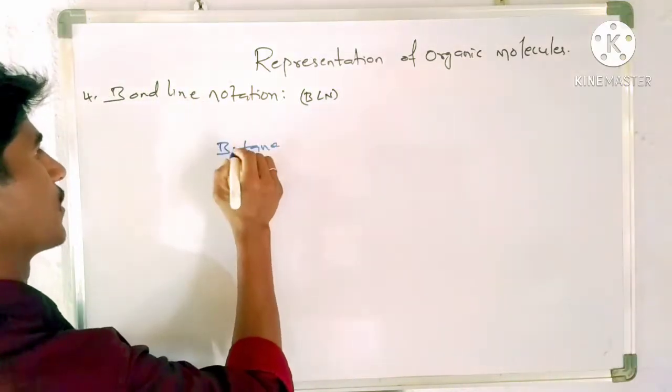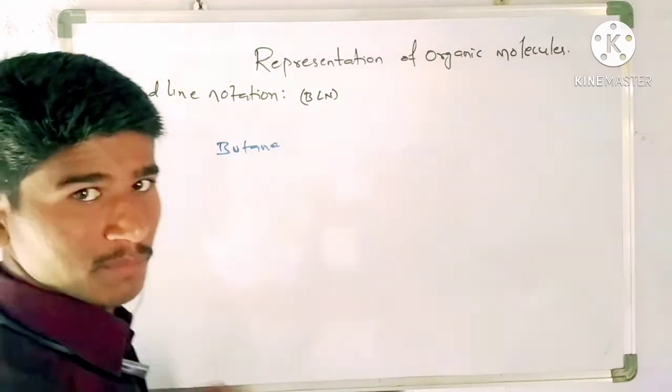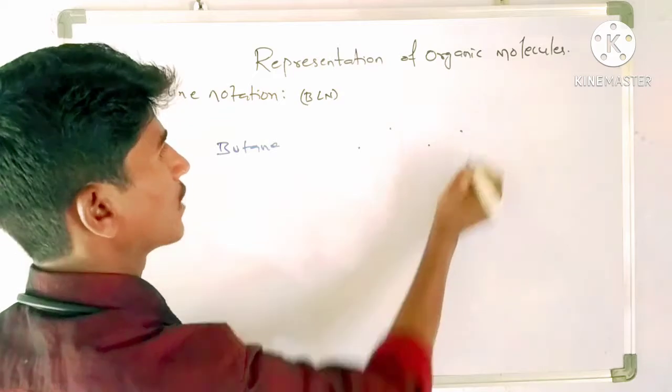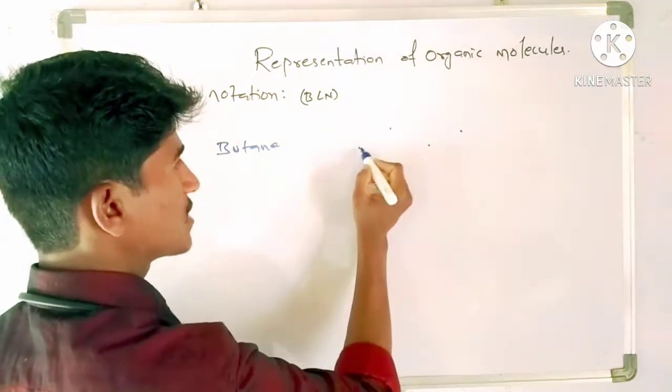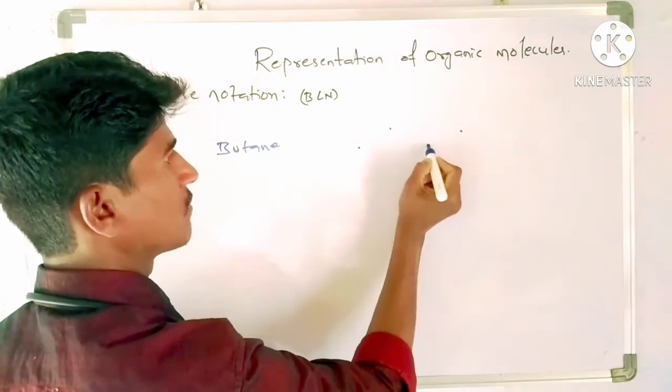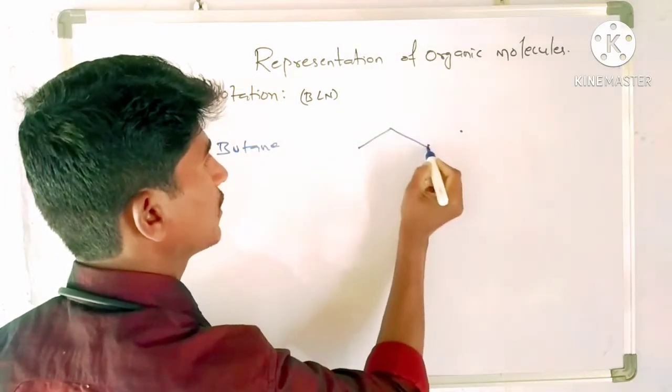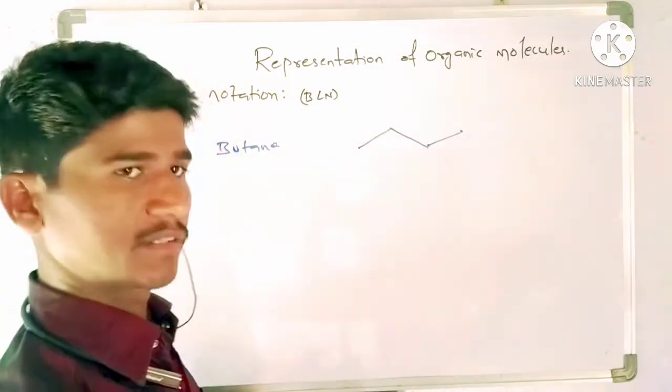So butane, this is it. Here 4 carbons are there. But means 4 carbons: 1, 2, 3, 4. Let us consider 4 carbons. Now each and every dot represents one carbon. Now we have to connect the carbons. Like this we are connecting the carbons.